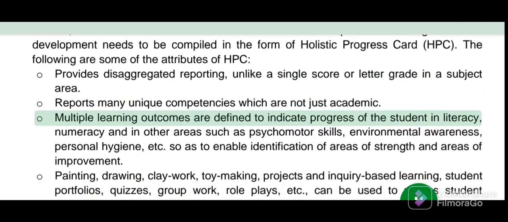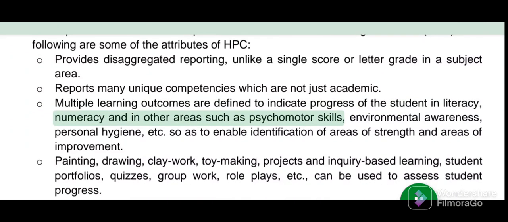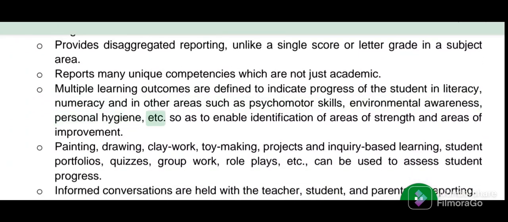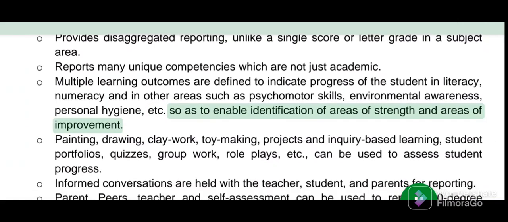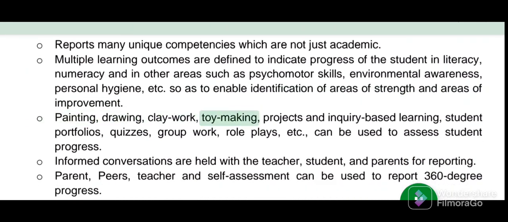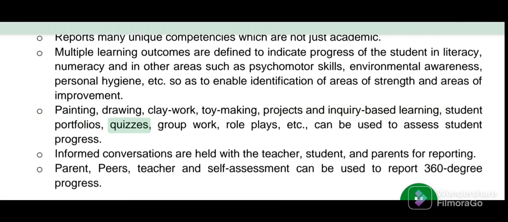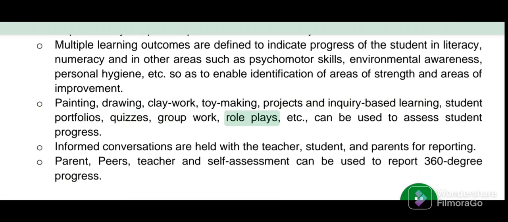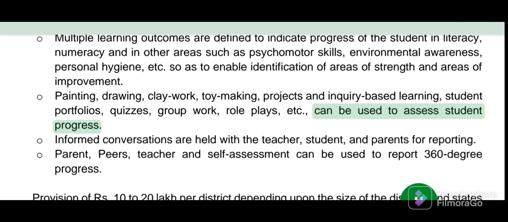Multiple learning outcomes are defined to indicate progress of the student in literacy, numeracy and in other areas such as psychomotor skills, environmental awareness, personal hygiene, etc., so as to enable identification of areas of strength and areas of improvement. Painting, drawing, clay work, toy making, projects and inquiry-based learning, student portfolios, quizzes, group work, role plays, etc. can be used to assess student progress.